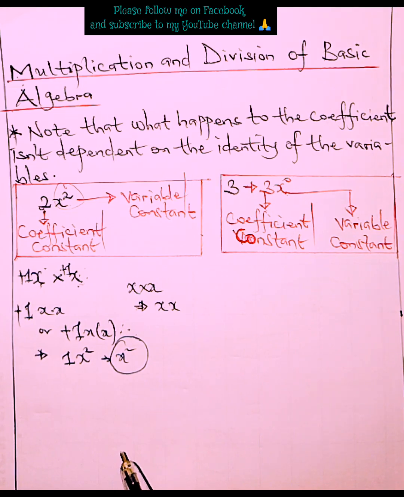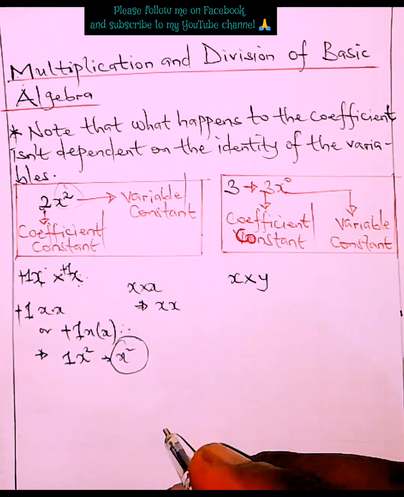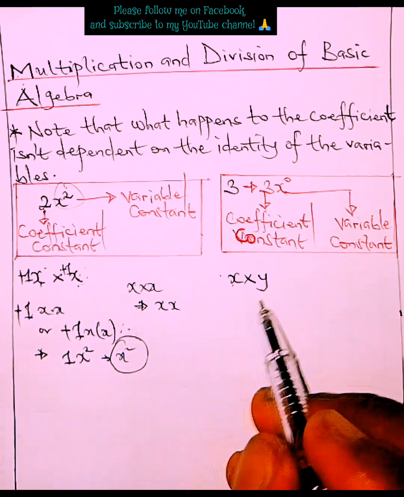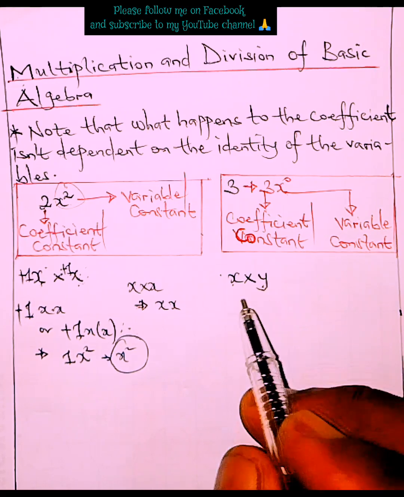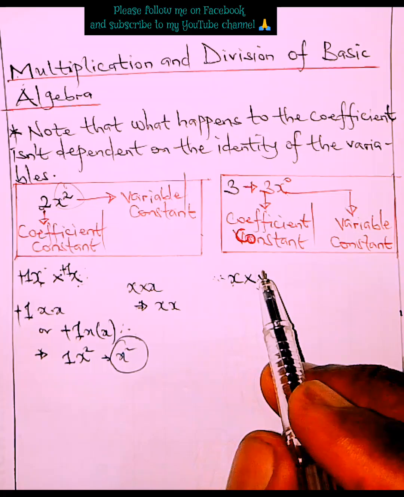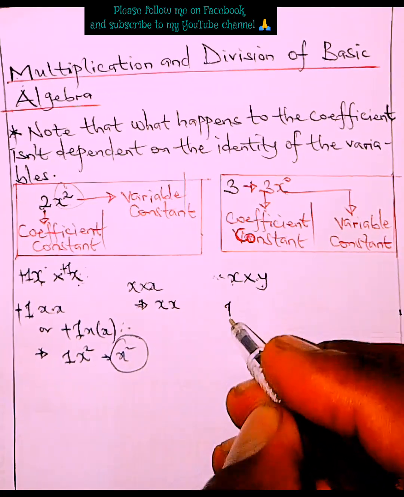Let's say x times y, for example. Now, what kind of coefficient do we have here? It is plus 1. What kind of coefficient do we have here? It is plus 1 also. So what we do is this. Let's make the coefficients combine first. So plus 1 times plus 1, we end up with plus 1.